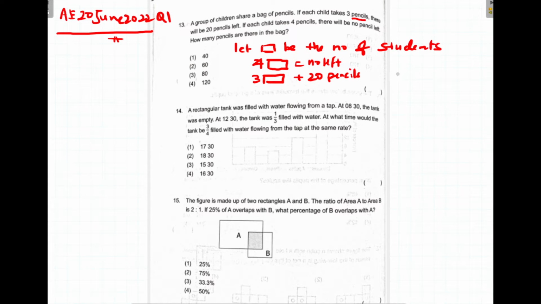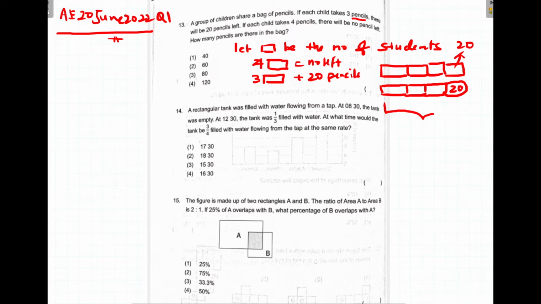So I usually draw the lacking one first. 1, 2, 3, 4. And then here is 1, 2, 3. Because this is the total number of pencil, definitely this one should end here also. So here is 20. And then you can see that 1 unit is actually 20. So the total number of pencil, which is this whole portion here, equals to 20 times 4, which is 80. It's similar to this question here. Please go and do your revision on this, okay?